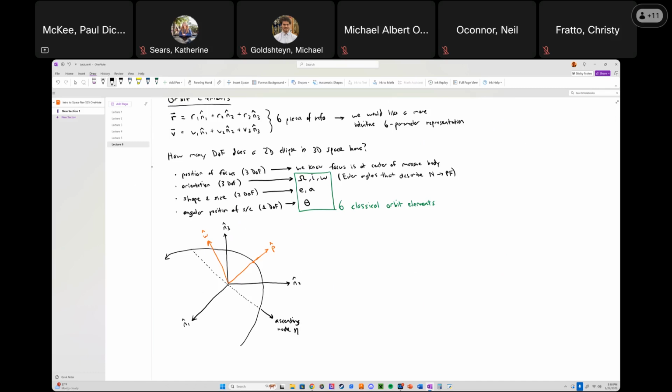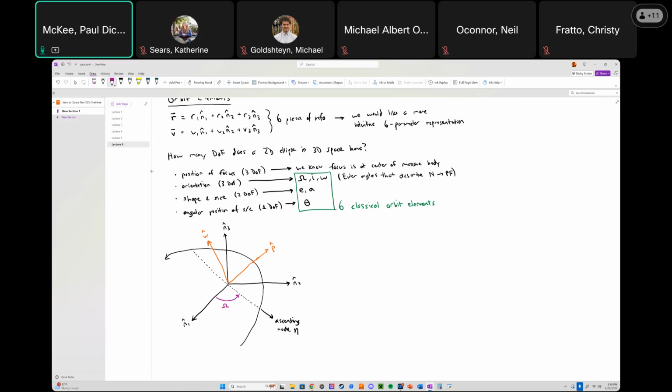Okay. Now, the ascending node is going to be a line in the N1, N2 plane. So what I'm going to do is describe an angle from N1. Actually, you know what? I might color code this. I love using color code. Let's do purple. This feels purple to me today. Here we go. So the angle between N1 and the ascending node is going to be called capital omega.